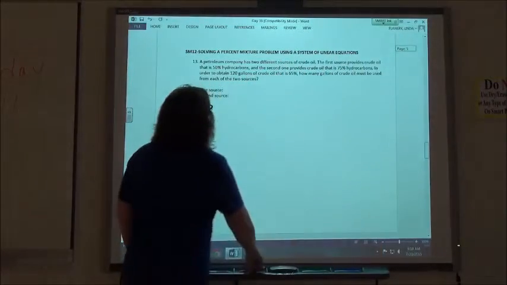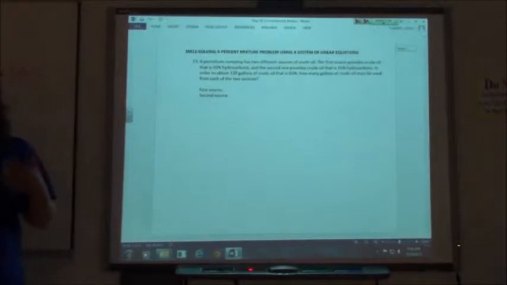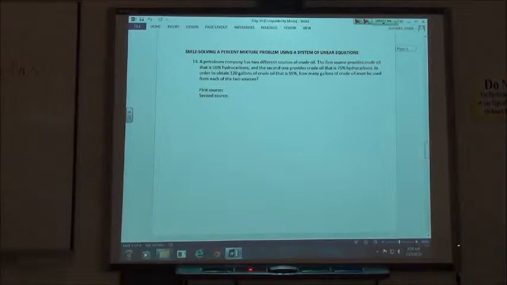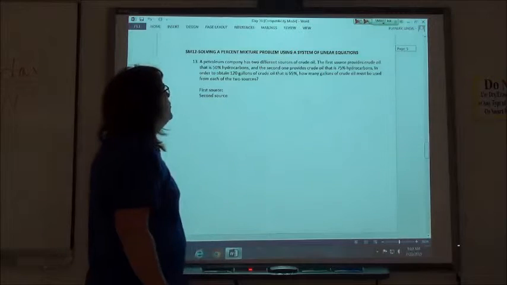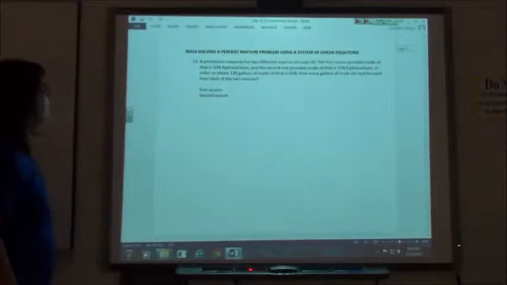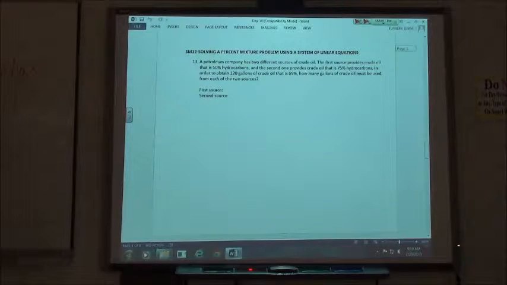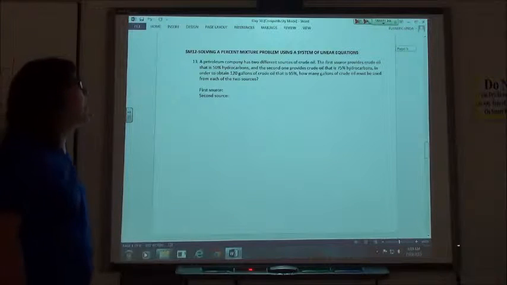13, 14, and 15, this time we're going to do percent mixture problems. Kind of the same thing we just got done doing, but this time we've got percents in there. It says a petroleum company has two different sources of crude oil. The first source provides a crude oil that is 50% hydrocarbons. The second one provides crude oil that is 75% hydrocarbons.